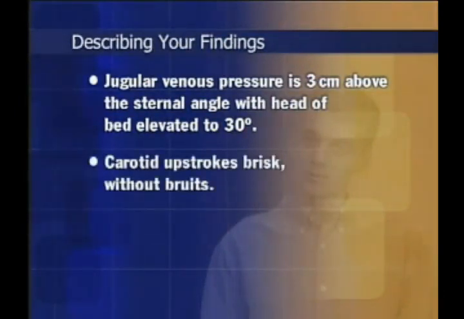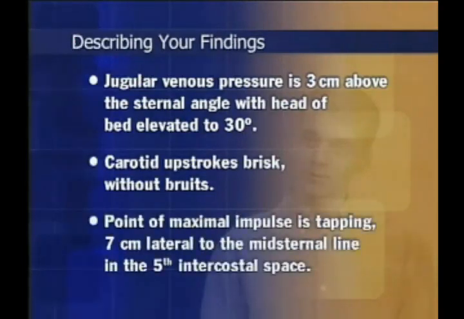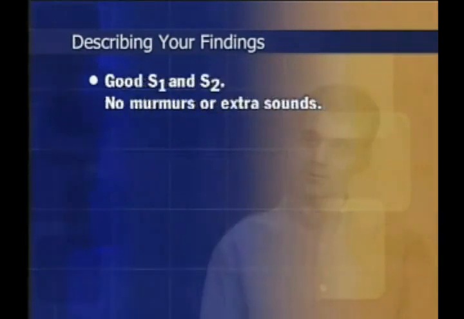Carotid upstrokes are brisk, without bruits. The point of maximal impulse is tapping, 7 centimeters lateral to the midsternal line, in the 5th intercostal space. Good S1 and S2. No murmurs or extra sounds."